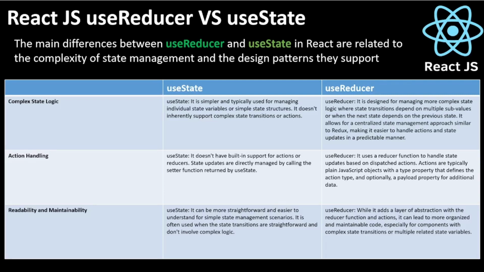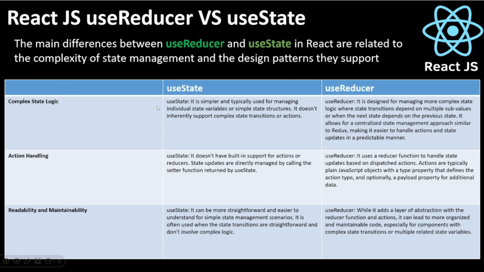Hello guys, in the last video we discussed useReducer, and useState in an earlier video, but I would like to explain the differences between them. Why useReducer and useState? useState is also state management, and useReducer is also state management. As I mentioned earlier, useState is not that complex state management, and useReducer is for predictable state management as well as complex state management. The main difference between useReducer and useState in React relates to the complexity of the state management and the design patterns they support. Okay, let's have a look at them one by one.